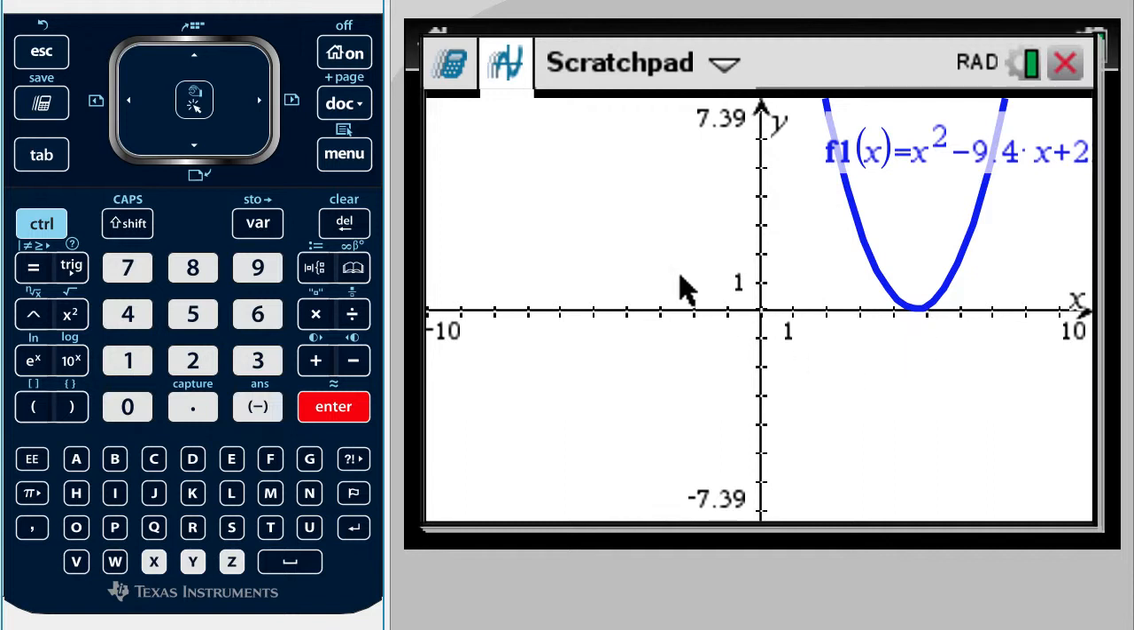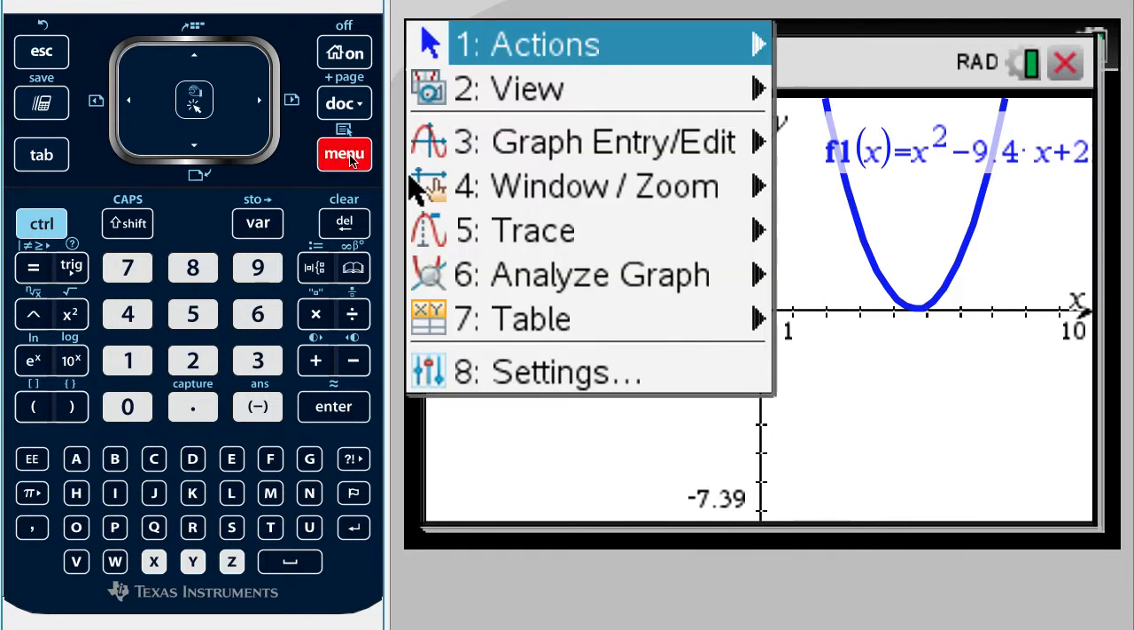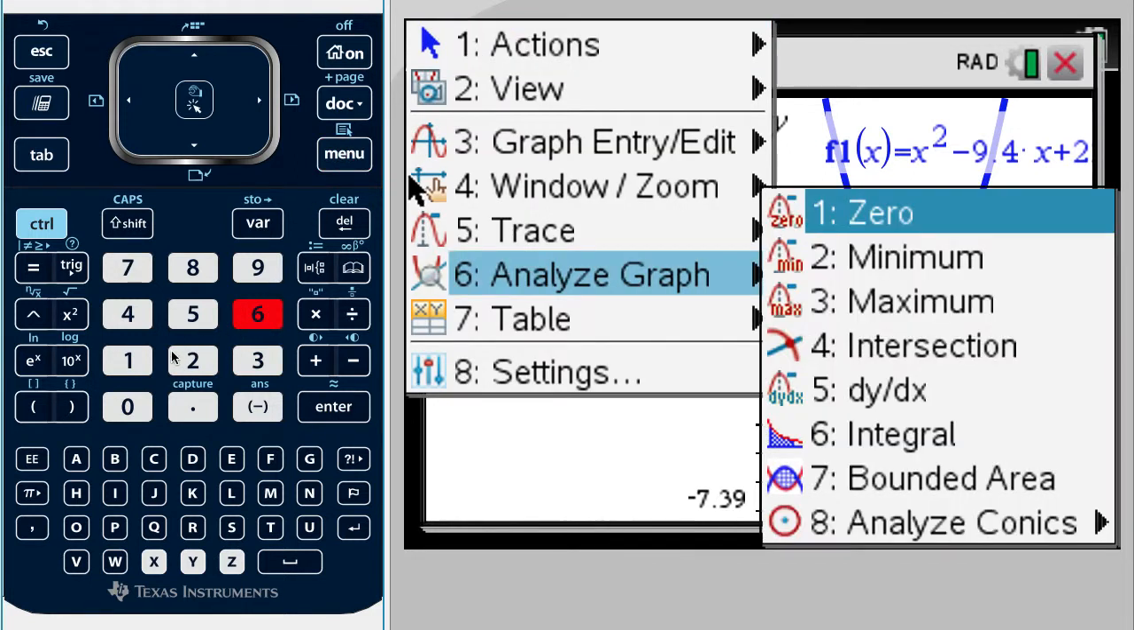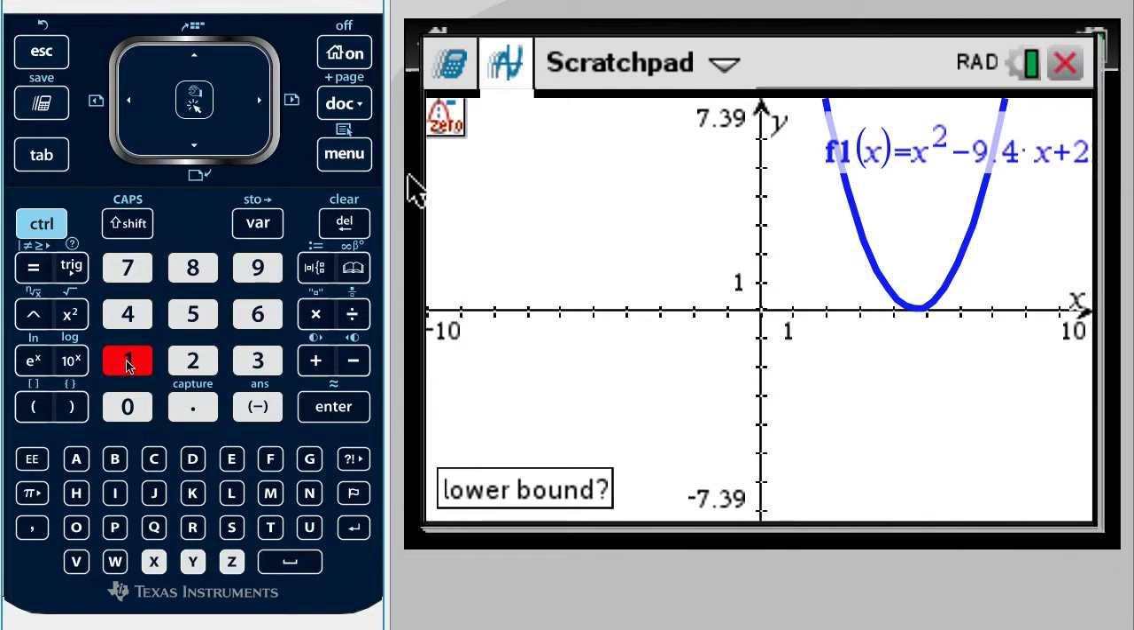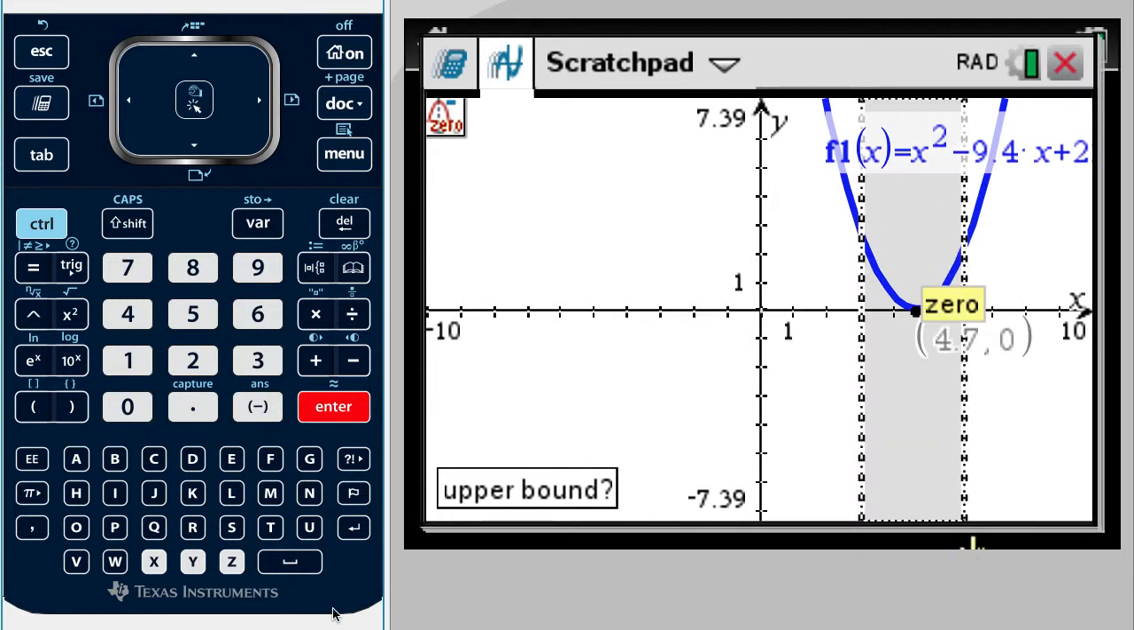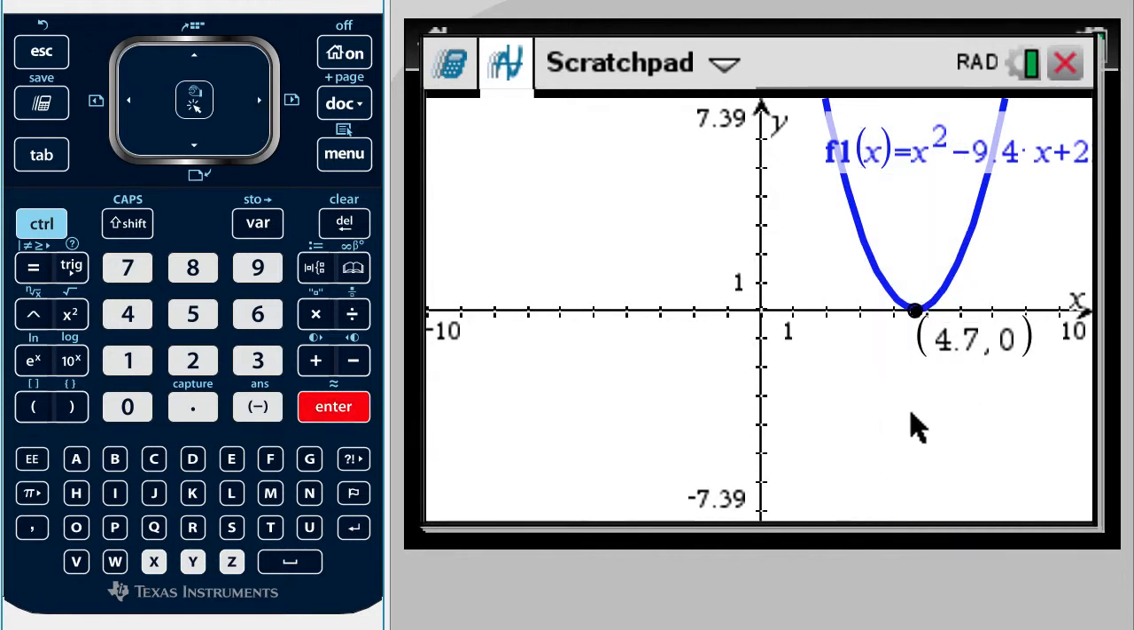So press menu, number 6, then number 1 to find the 0. Press and hold the right arrow key until you're just to the left of the 0, and press enter. Now press and hold the right arrow key until you're just to the right of the 0. Then press enter again. As you can see, the solution is 4.7.